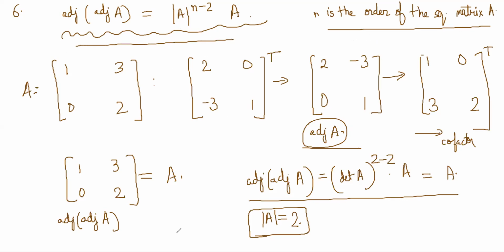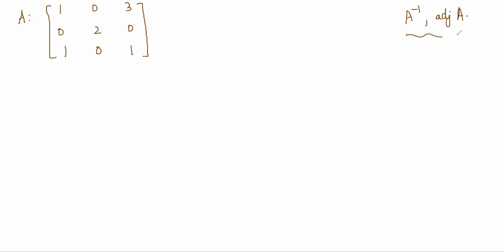We should do it for, say, an order 3 matrix, some easy matrix of order 3. 1, 0, 3, 0, 2, 0, 1, 0. So these rules are only for square matrices. Only for square matrices, inverse, adjoint, and all are there. So this is my order 3 matrix A.